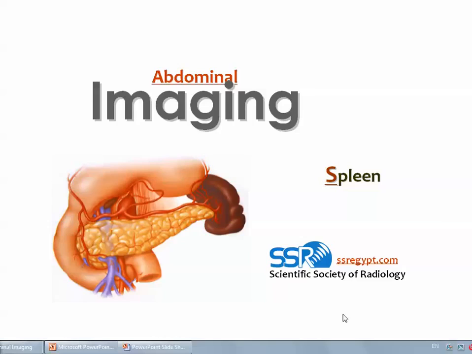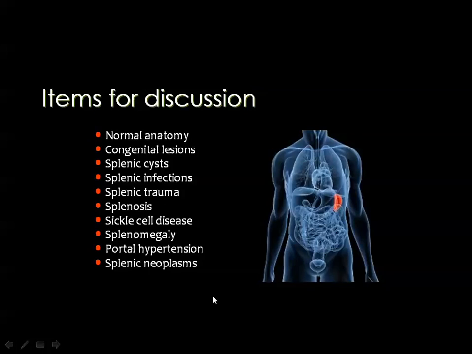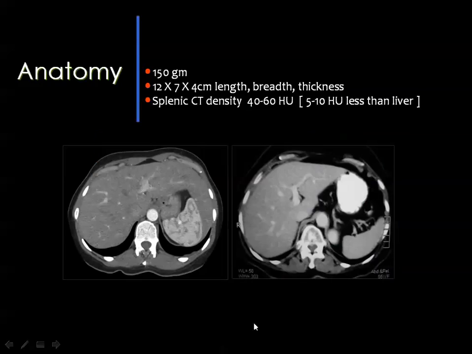Dear colleagues, we are continuing the series of abdominal imaging, and this is lecture number 11. In this lecture we will deal with splenic imaging. As you all know, the subjects covered in this issue will include the normal anatomy, congenital lesions, splenic cysts, infections, trauma, splenosis, sickle cell disease, splenomegaly, portal hypertension, and finally the splenic neoplasms.